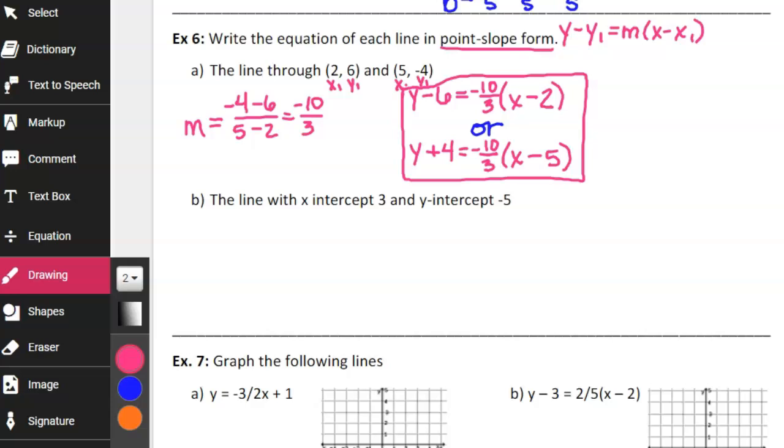So now I'd like you to move on to part B. Part B, I want you to try by yourself, pause the video and work it out yourself. Remember that with the information that's given, you should probably create 2 ordered pairs to work with.